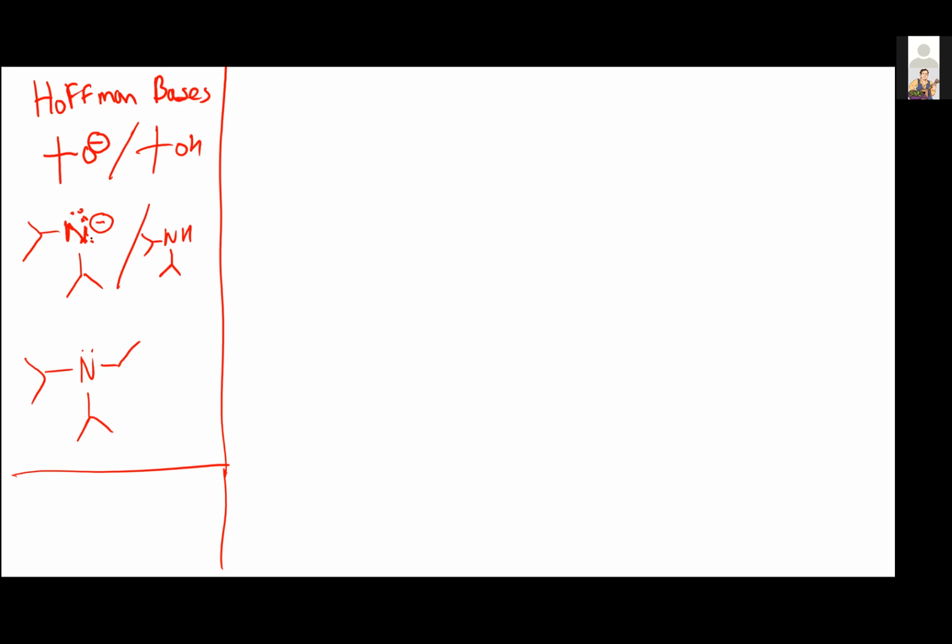Yeah, there's two lone pairs on nitrogen. I've really scrambled that poor guy. It's got lots of dots. Yeah, both are E2s, but they're E2s removing different hydrogens. Everything else is Zaitsev.